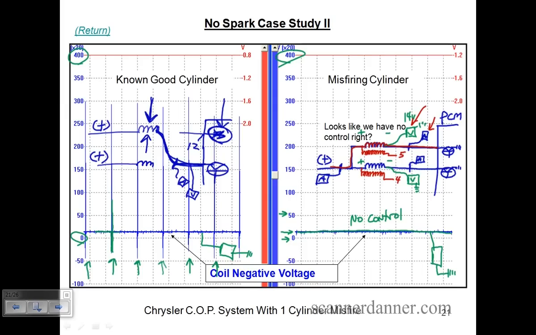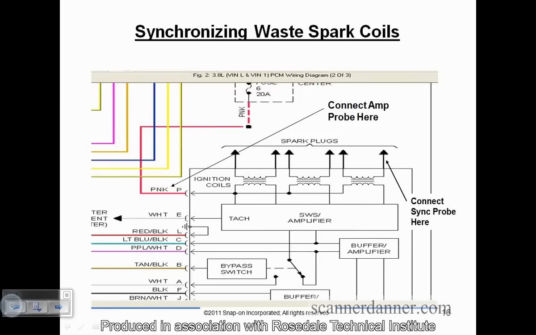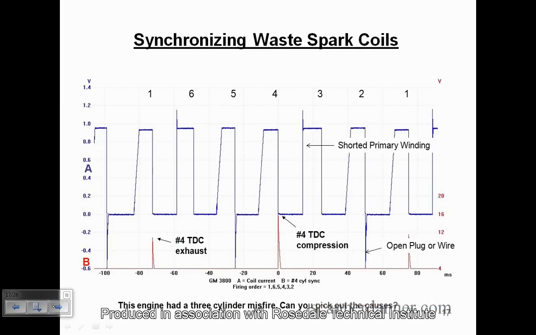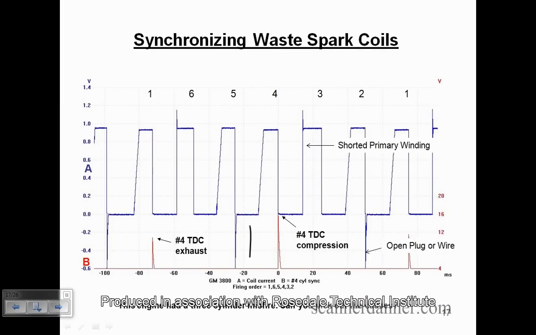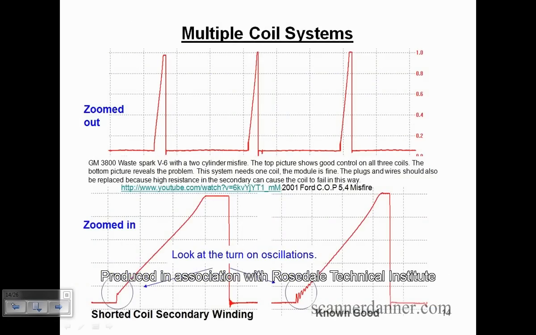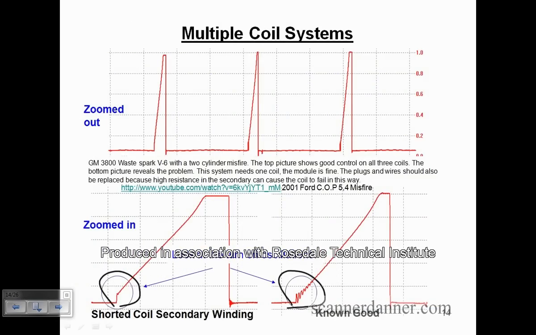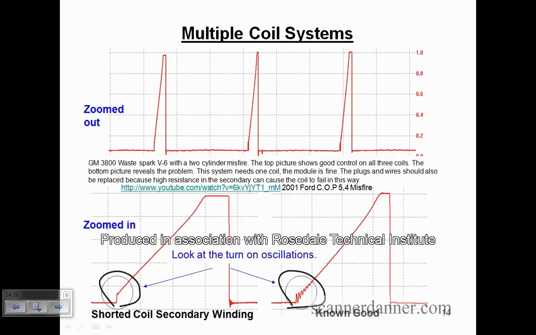One more segment. What we'll cover is the secondary issues. Can we identify secondary problems? How do we handle that? And that would be these other ones, Michael. We'll deal with the coil over plug test. We'll deal with this picture that has an open plug wire. We'll deal with synchronizing them. We'll deal with shorted secondary windings and these oscillations. That'll be the next stuff.